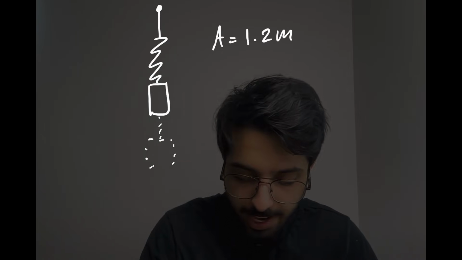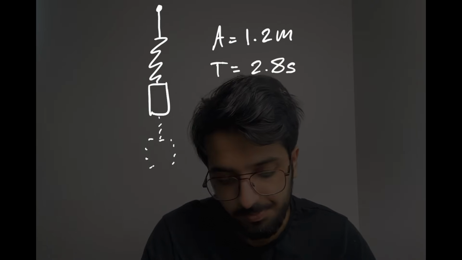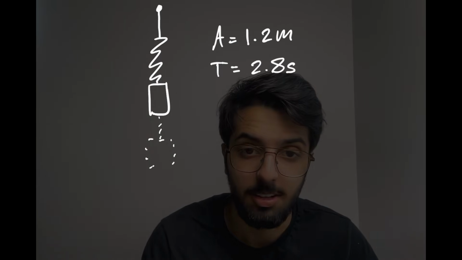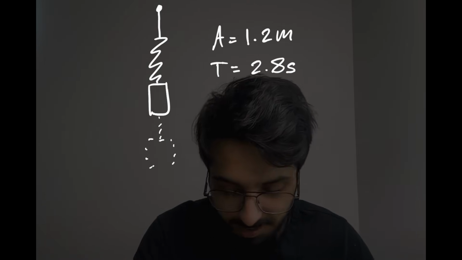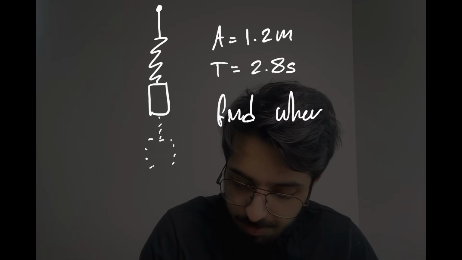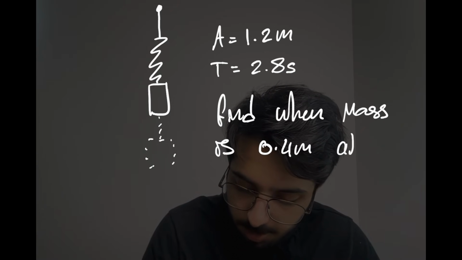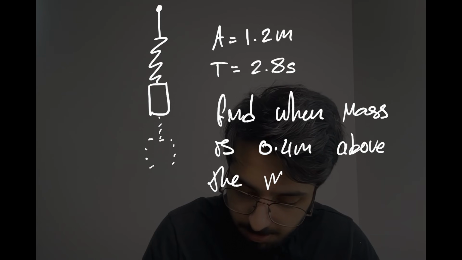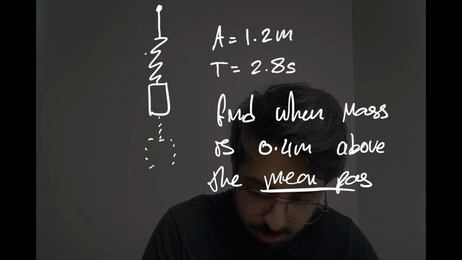And we can say the amplitude is equal to, let's say, 1.2 meters, and the period is going to be, let's say, 2.8 seconds, okay? This is a massive spring, by the way. That's ginormous, right? Imagine the amplitude is 1.2 meters. Insane. Okay. Let's say for this, we want to find when the mass is 0.4 meters above the mean position, right? So that would be like right here. How long does it take for the mass to be right there?